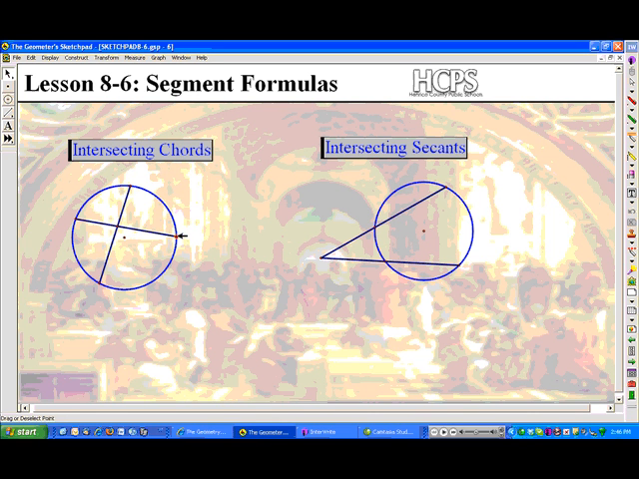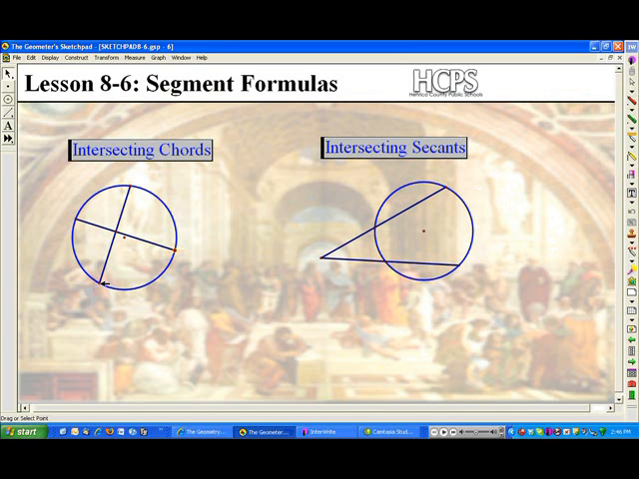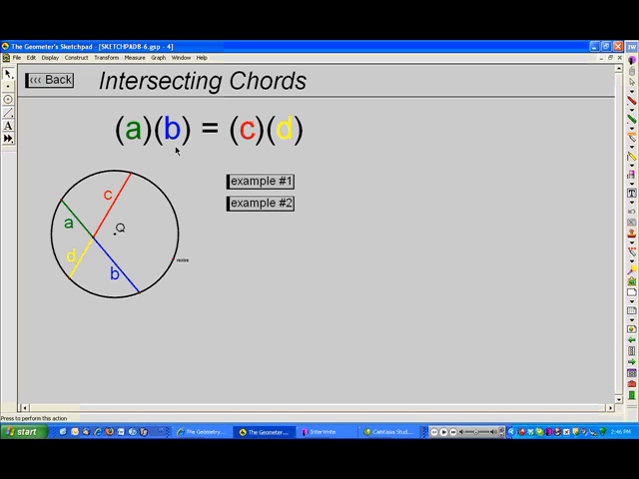Intersecting chords. It's possible that these chords could meet at the center, and if that did happen, then of course we would just have two diameters and all of these would be radii. Not very interesting at all. Symmetrical, but not really interesting. This is more of what we're concerned with.